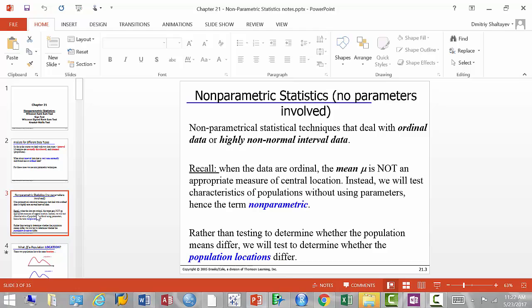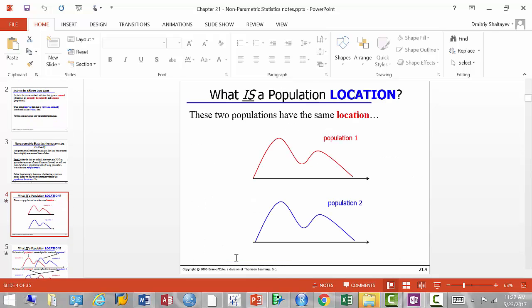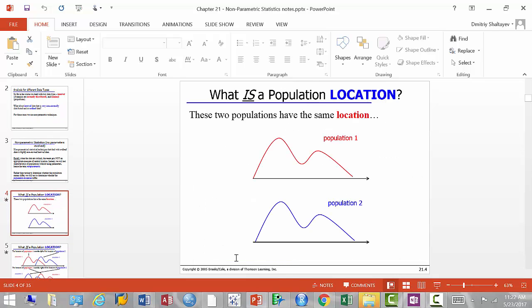Well, then the question is, if we don't use the mean or parameter, what do we use? So the mean is replaced with the general idea of population location. Okay, so let's discuss what that is, a population location. Population location is a very weird and vague idea. I have to be honest with you, okay?